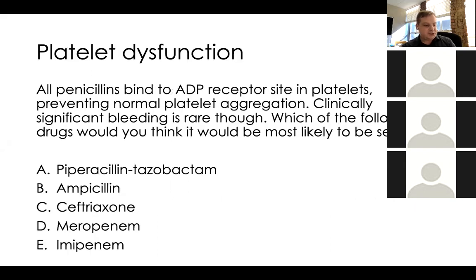Platelet dysfunction is not usually clinically significant. All penicillins, and in fact all beta-lactams, bind to the ADP receptor in platelets, so they prevent aggregation of platelets. And so you could, in theory, worsen platelet function and therefore get bleeding, but it's pretty rare for that to be clinically significant. Which of the following drugs do you think it would be most likely, though, with? If I tell you it's dose dependent on the beta-lactam, which of those 5 are you most likely to see it in? Give you just a second to think about it, because you can actually work out the answer.